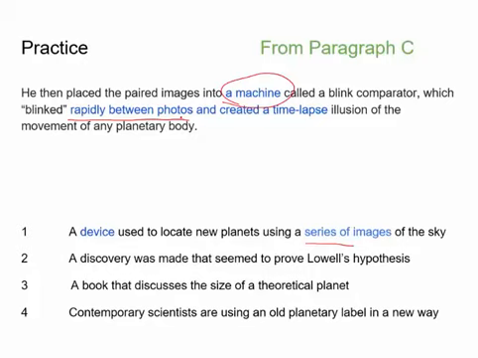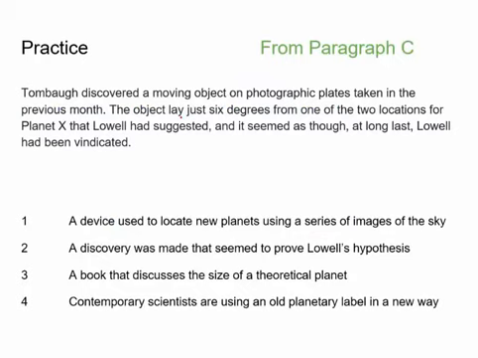Okay, so the correct answer for number 1, you should have found that in paragraph C. The next one was also from paragraph C. Okay, so the correct answer for number 2 is C as well. Number 2, a discovery was made that seemed to prove Lowell's hypothesis. Okay, we need to find a discovery that seemed to show that Lowell had a correct viewpoint, that had a correct theory about the planets in particular.